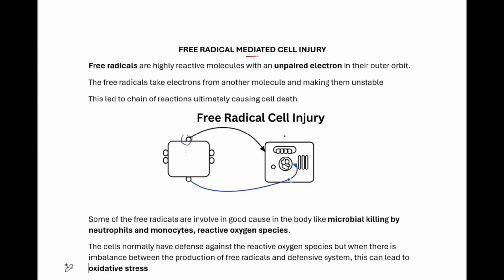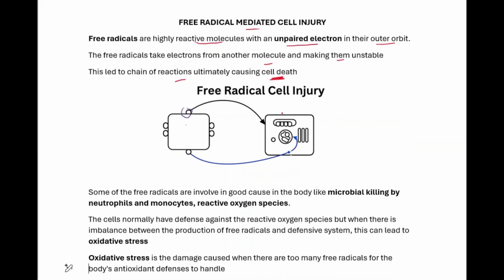So what are these free radicals? Free radicals are highly reactive molecules with an unpaired electron in their outer orbit. Because they have this unpaired electron, they can steal electrons from other molecules, thereby making them unstable. And because of this, it could lead to a chain of reactions, and ultimately this chain of reactions could lead to cell death.